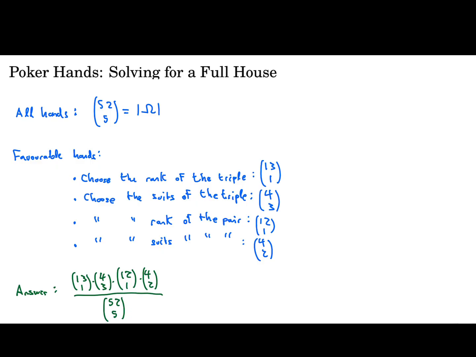And if you compute this, you're going to get 3,744 divided by 2,598,960. Of course, recall that n choose k, you can compute it as n factorial over n minus k factorial times k factorial. And so the probability of getting a full house when you draw from a deck of 52 cards is going to be this number here, which is approximately, just for us to have an idea, 0.00144. So it's approximately 0.1%.